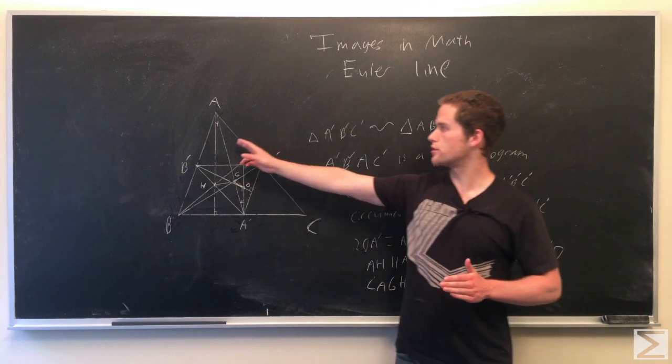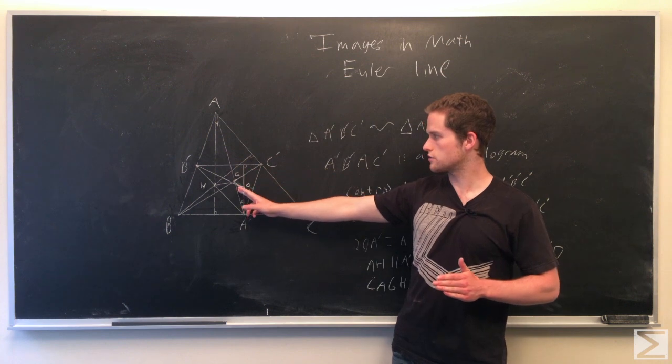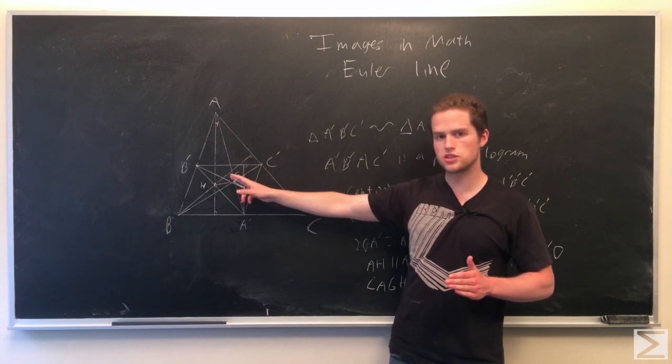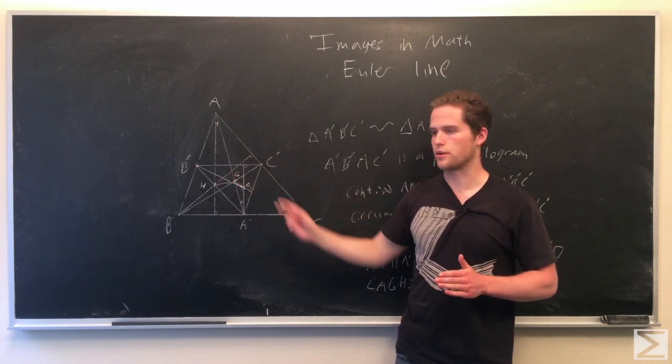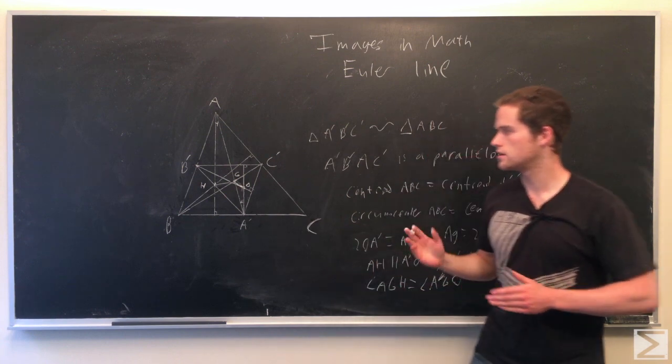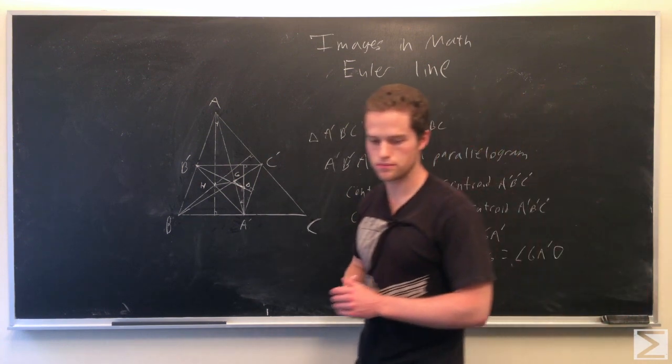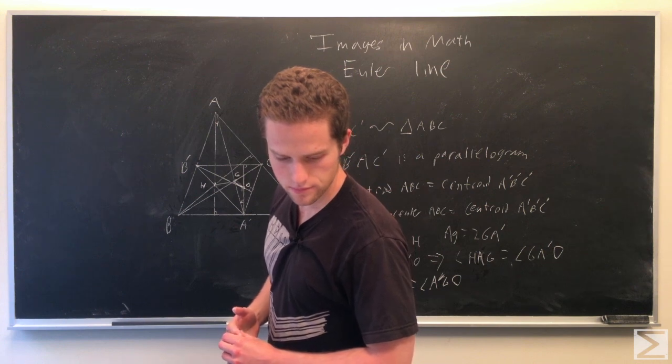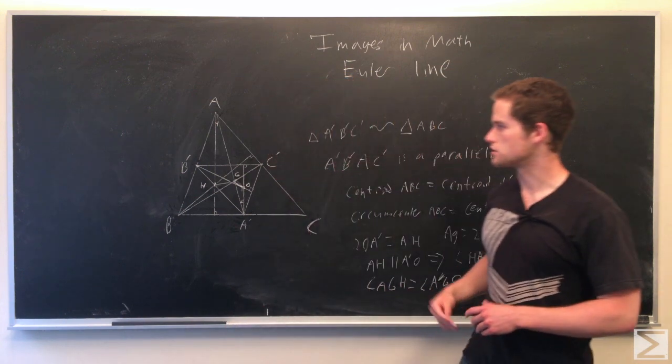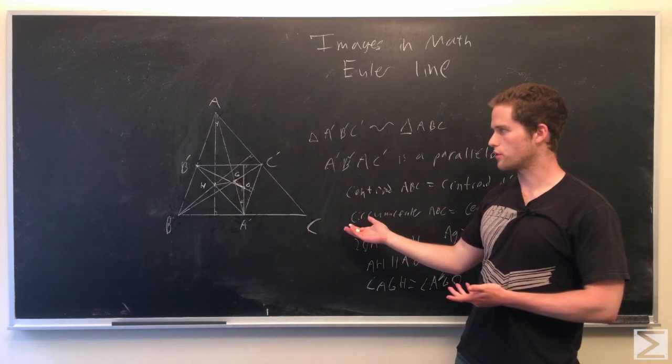And because we know this triangle is really twice the size of this triangle, HG is in fact equal to 2 times GO. So that's where we get the ratio between those two. And that's the main construction of the Euler line.